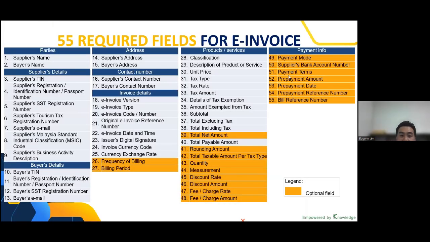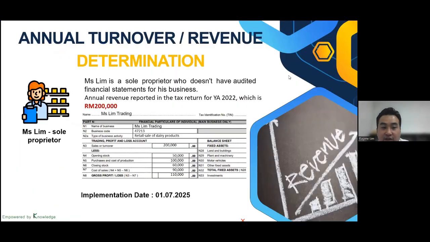So these are the 55 required fields for the e-invoice. This one you can read by yourself later. But one thing I want to highlight is this: the supplier MSIC code and the business activity description. This is very important because when you issue an invoice, you need to have this. Where you retrieve this info is from your tax returns. Look at this example, the Muslim trading, they are using 47213, retail sales of dairy products.